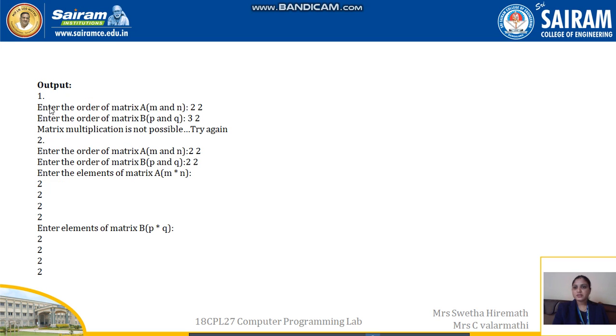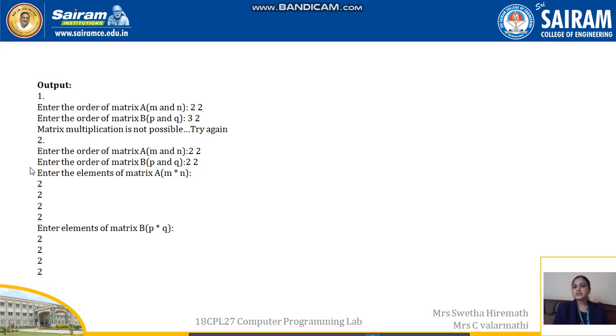So here we can see the first output is: enter the order of matrix A. I have entered it as 2 and 2. Enter the order of matrix B, 3 and 2. So first we have to check whether n equals p. n is 2 and p is 3. Both are not equal, so we cannot multiply. Matrix multiplication is not possible, so we have to try again. So this is one of the sample outputs.